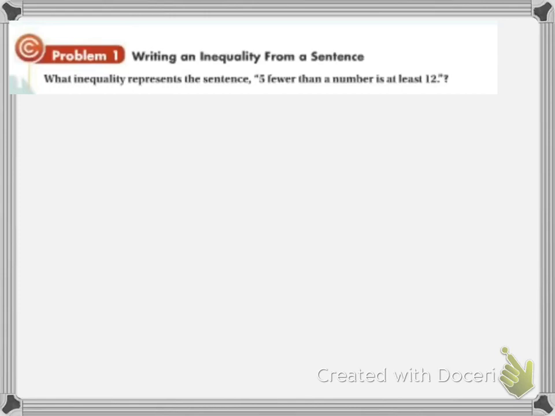So here's an example of one of those things we talked about a couple sections ago about wordage. What inequality represents the sentence: 5 fewer than a number is at least 12? So how do I represent that as an equation? 5 fewer obviously is subtraction, than a number, so call the number x, you could call it whatever you wanted to. 5 fewer than that number, so minus 5, and it says it's at least 12. Well, if I said you had at least $10 on you, you would have 10 or more, right? So that's going to be greater than or equal to 12.